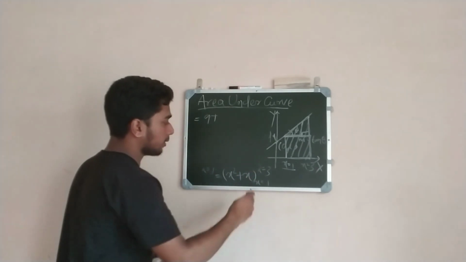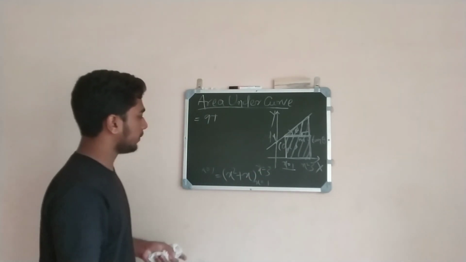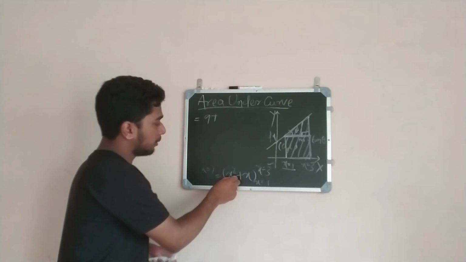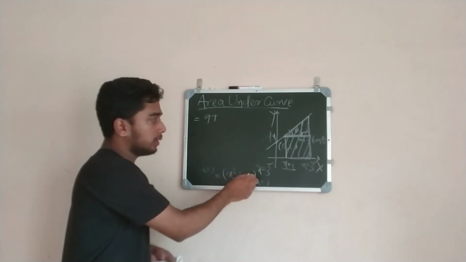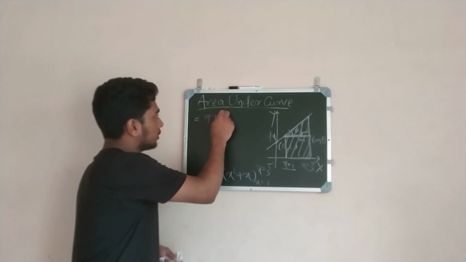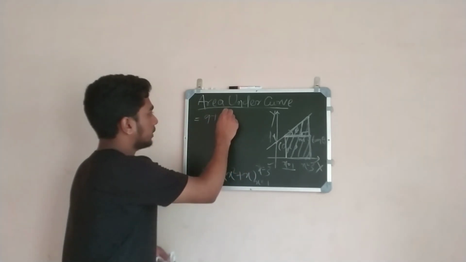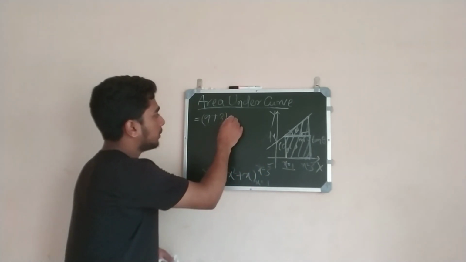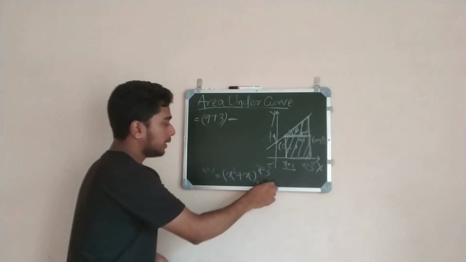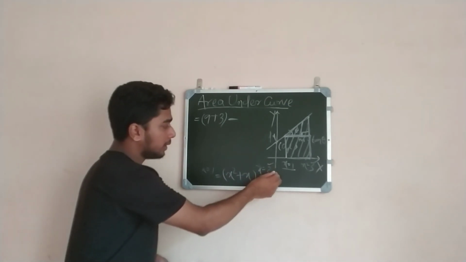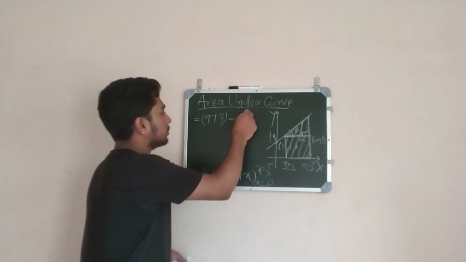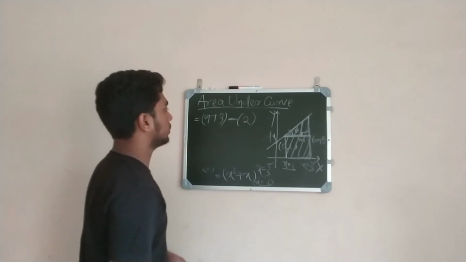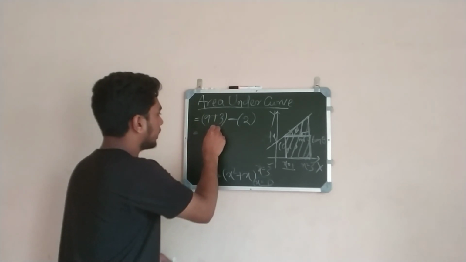Then first put x is equal to 3. If I put x is equal to 3, then this will be 9 plus 3. Then put x is equal to 1, separated by a minus sign. So the lower limit will be separated from the upper limit by a minus sign. So this will be 1 plus 1, this will be 2. Then it will be 10 unit.